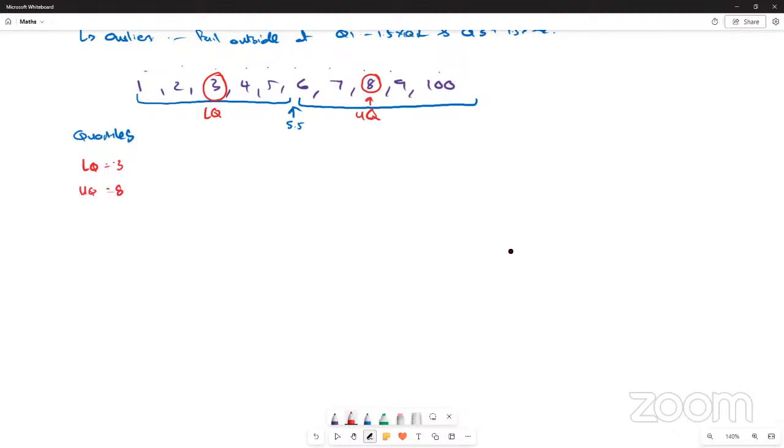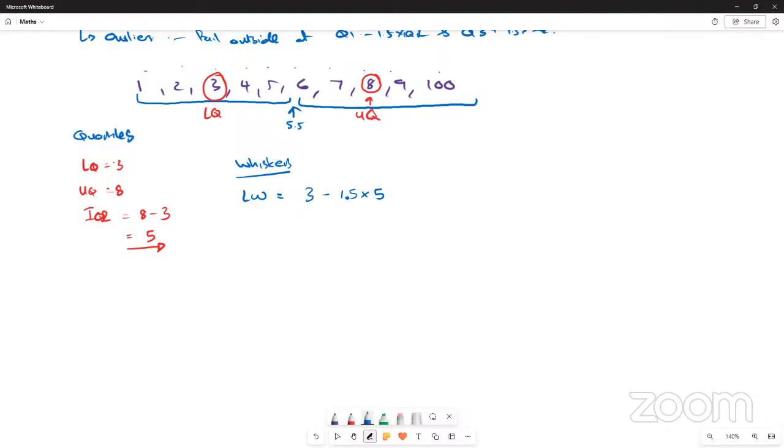And so from here, we would get our interquartile range. That'll equal 8 minus 3, which is equal to 5. Now, let's say we had to find the whiskers using this data set. Our lower whisker, let's call it LW, is going to be equal to the lower quartile 3 minus 1.5 times the interquartile range, 5.